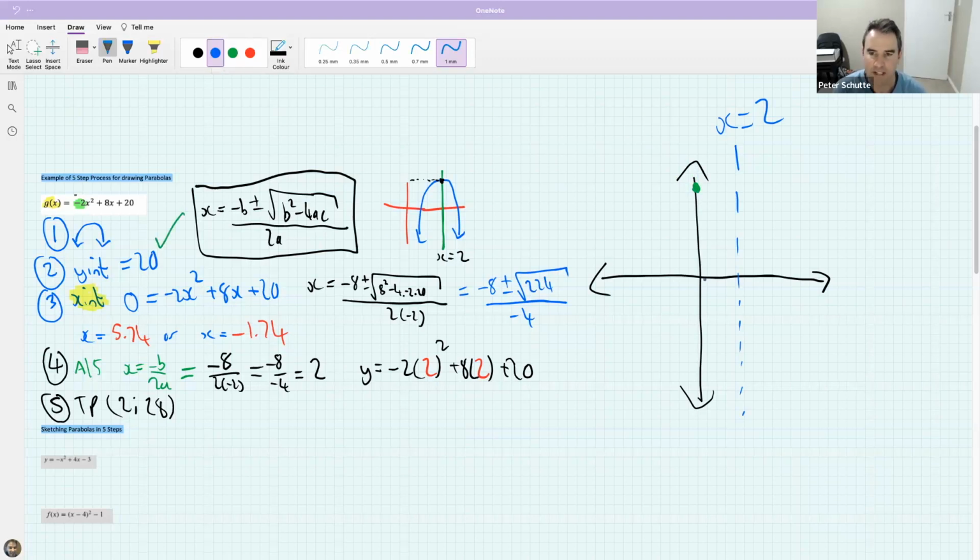And then I'm also going to need to do minus 1.74. So let's say that's the one x-intercept, and then 5.74, which would be on this side. And then my turning point is at 28, so even above that. So my graph, my unhappy graph, has to go through these points. And so what I'm going to do then is I draw it like that.